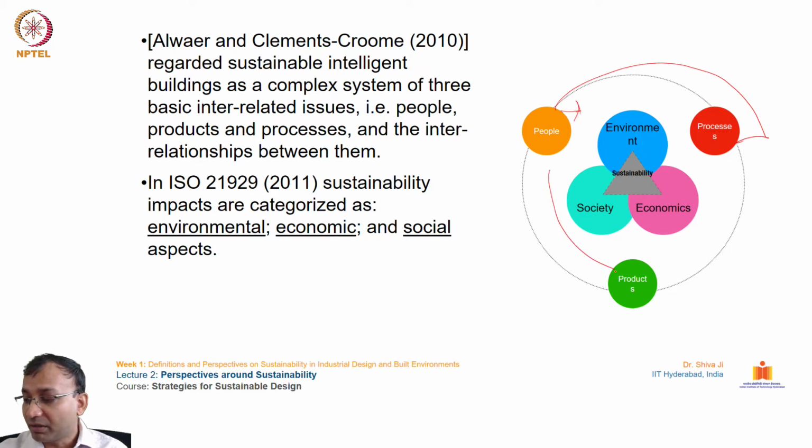You can see people, products, and processes. Between these three lies the ESE, and at the overlapping intersection of these three the factor of sustainability comes into the picture. Wherever we are able to satisfy the needs and requirements of these three all together at the same time, it becomes a sustainable model of growth and development. So that is what it means.